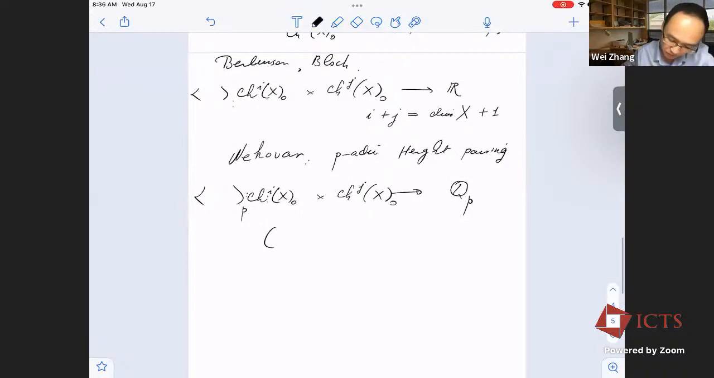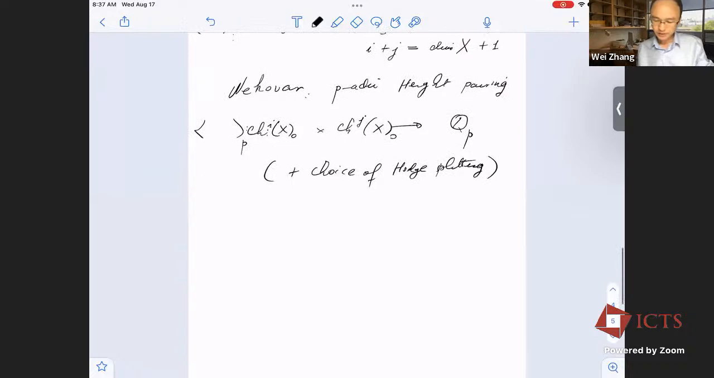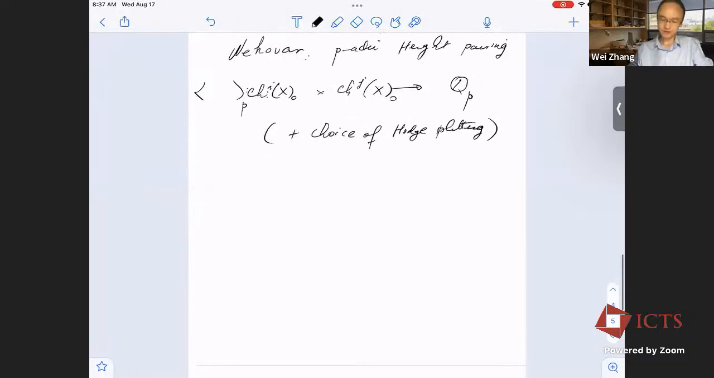And also this requires some additional choice, some Hodge splitting. So it requires a choice to make this definition, unlike the Beilinson-Bloch height. But anyway, that's okay. You have, in other words, not just one p-adic height. You have a family.